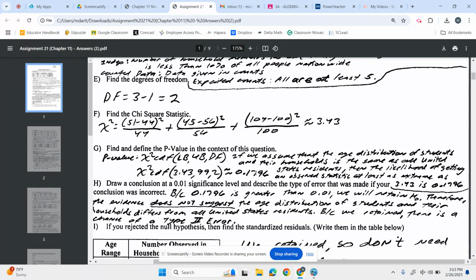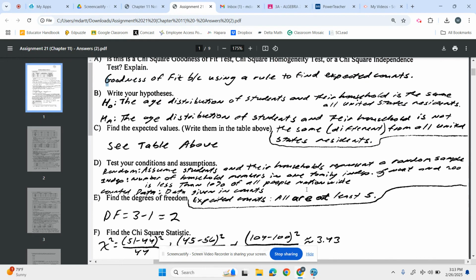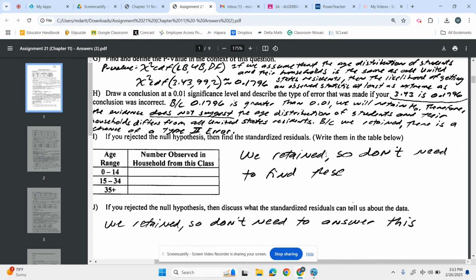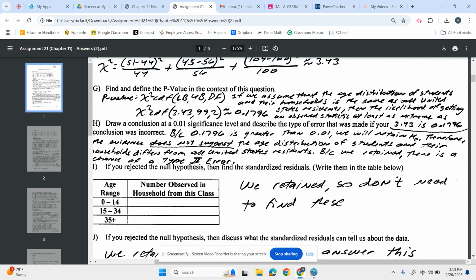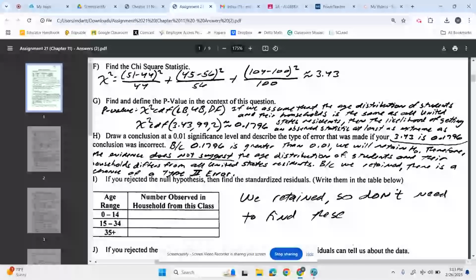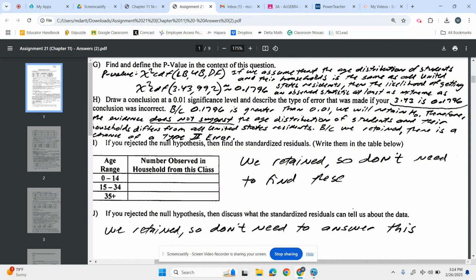Now, what about our conclusion? Well, two sentences. Because our p-value, 0.1796, is greater than 0.01, that's what we had right here, we retain. Therefore, the evidence does not suggest. Now, what does it not suggest? It doesn't suggest the alternative, a difference. So it does not suggest that the age distribution of students in their households differs from all U.S. residents. And because we retained, I could have made a type 2 error, because it also said describe the type of error you could have made. We could have made a type 2 error. Now look, when you retain, there's no reason to find residuals, so I don't have to worry about these steps down here.